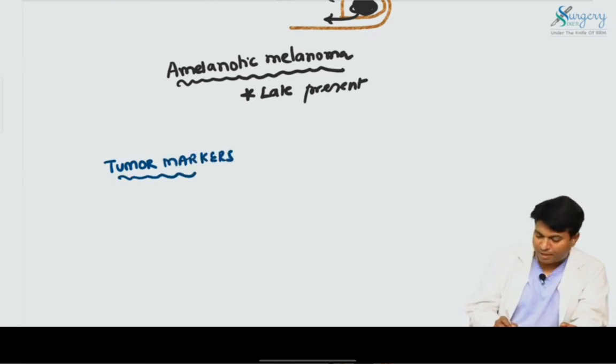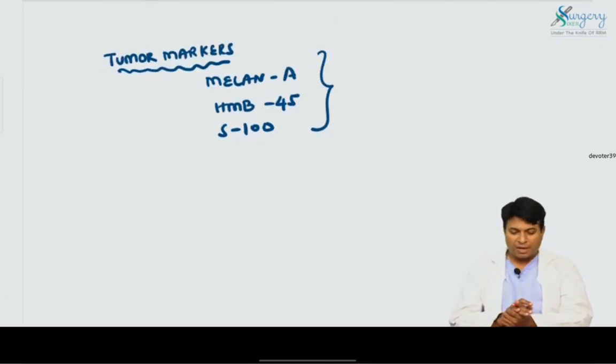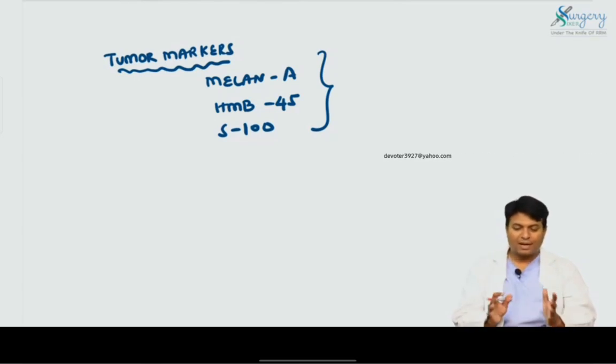So coming to the tumor markers of malignant melanoma. What are the tumor markers of malignant melanoma? Melan-A, HMB45, and S100 are the three important tumor markers, which we have already discussed. So the three tumor markers of malignant melanoma are Melan-A, HMB45, and S100.